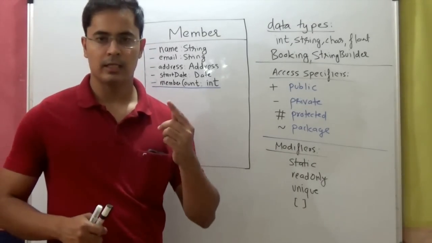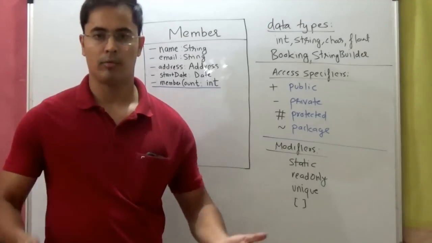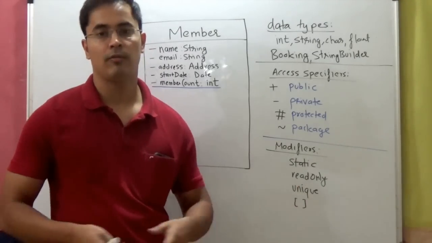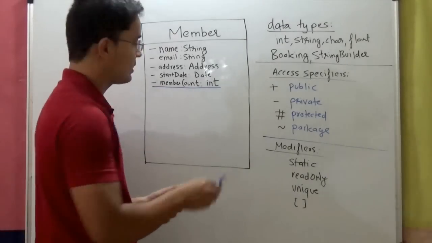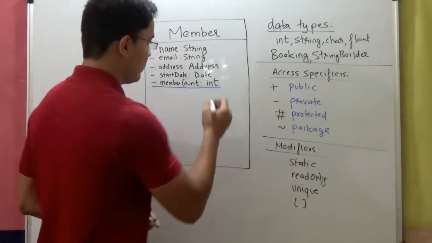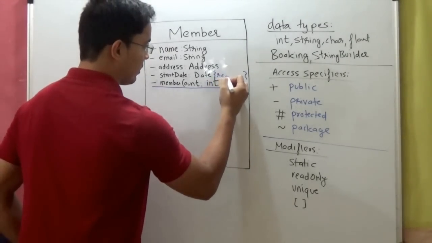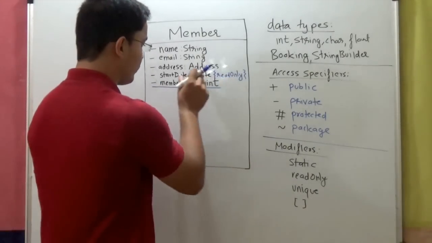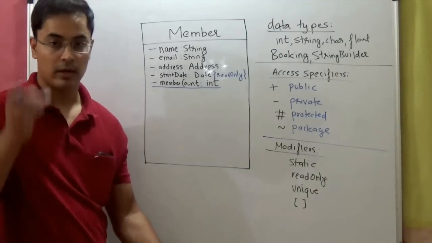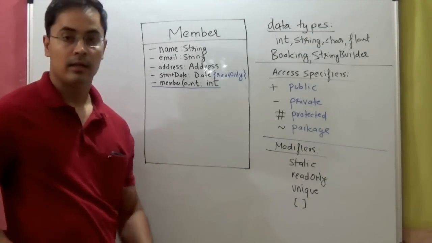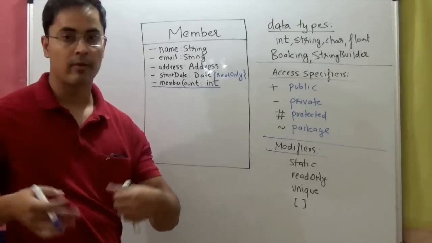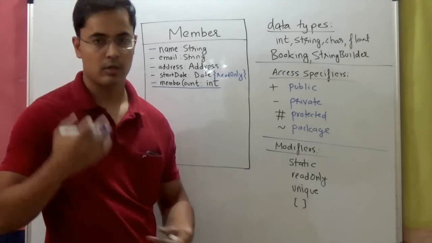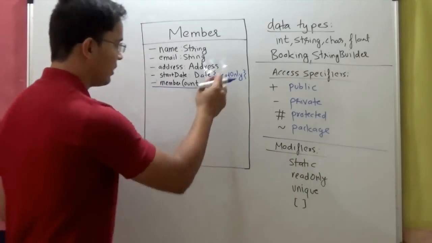Read only means they are initialized only once when you are creating the object. Once their value is set, you cannot change the value of those data members. So we'll make start date read only. Inside those braces, I'll write read only. That once you set the value of this start date variable while you are creating the object, right? That's it. You cannot ever change that value again. It will be read only. You can only read it. You cannot write it again. So that is read only.